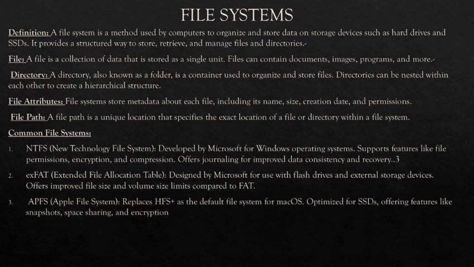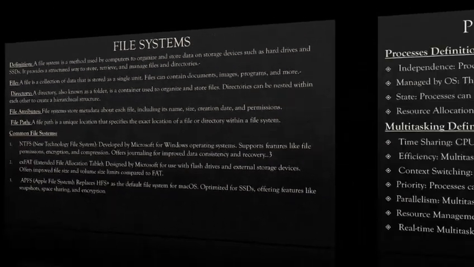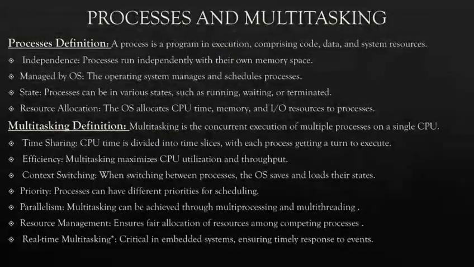A process is nothing but a program in execution, comprising of code, data, and system resources. The features of a process are: a process can run independently with its own memory space. The operating system manages and schedules the process. A process can be in various states such as running, waiting, and terminated. And the OS allocates CPU time, memory, and I/O resources to the process. Coming to multitasking. Multitasking is nothing but execution of multiple processes concurrently on a single CPU.